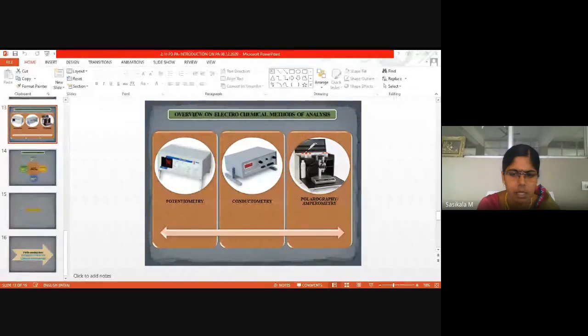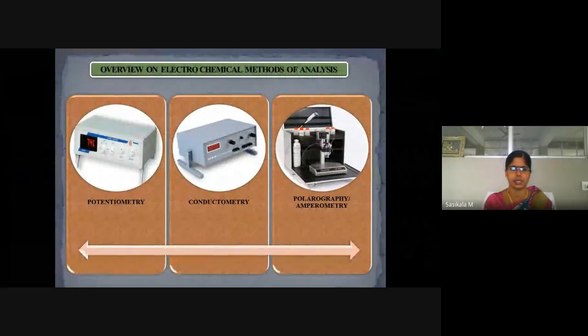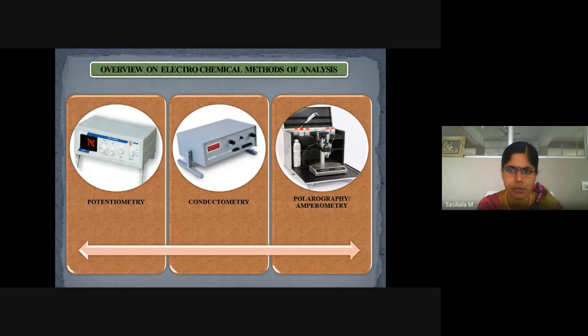Let's move on to the remaining part of introduction now. It is about electrochemical methods of analysis. This is the third part of quality control methods as per your syllabus. In that there are three types of electrochemical methods of analysis we are going to study. The first one is potentiometry, then conductometry, then polarography or amperometry.